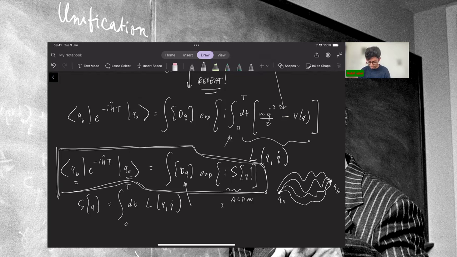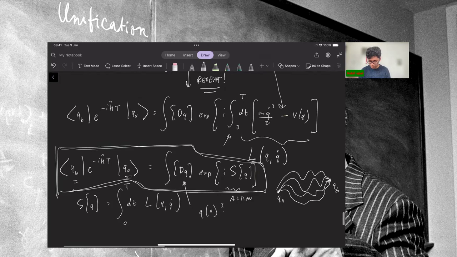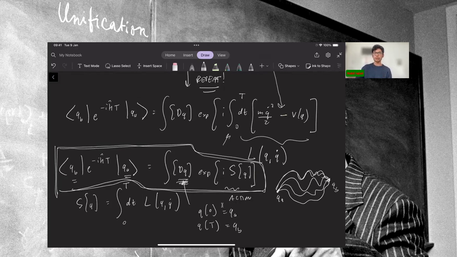So maybe I should put that in here explicitly. In this integral, Q of 0 equals QA and Q of t equals QB. This is a boundary condition on the paths in the integral. So you do an integral over all paths, and you weight each path by the exponential of the action evaluated along the path. Sum those all up, and you get the probability amplitude of going from QA to QB. This is the main formula of path integral quantum mechanics.